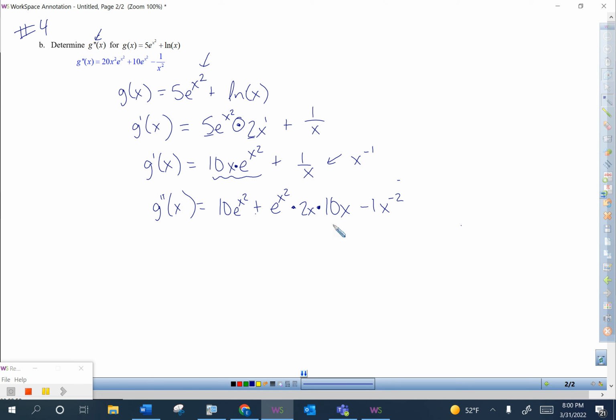So just some formatting to finish up here. This 10 e to the x squared is fine, but let's talk about this. Numbers, 2 times 10, so we can call that 20. x times x is x squared, and then I like to put that exponential at the end. Here, we already talked about that, 1 goes on top, but then that x squared will go to the bottom, and that is all.